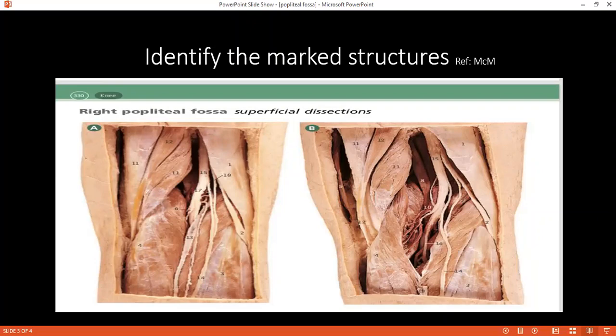Ma'am, the common peroneal nerve, the tibial nerve, popliteal vein, popliteal artery, lymph nodes, and the termination of the small saphenous vein. Okay, good. Can you tell me if there is a swelling on the back of the knee or in the popliteal fossa, what are the differential diagnoses that you'll think of ruling out? It could be a lipoma, sebaceous cyst, a Baker's cyst. It could be a popliteal artery aneurysm or a varicosity of the popliteal vein or a schwannoma of the nerves.